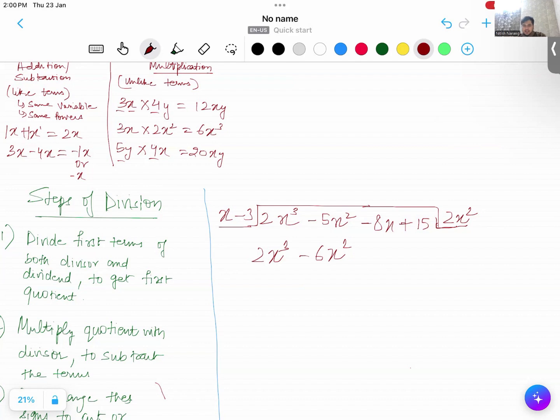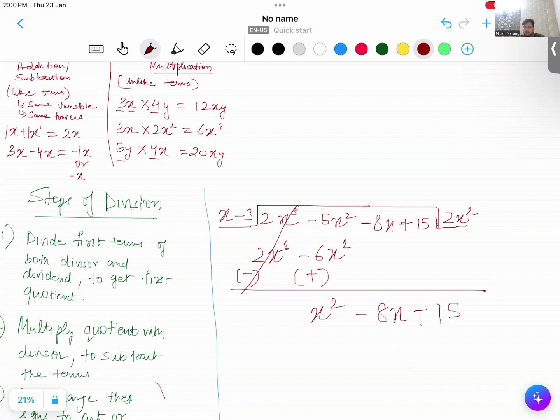Interchange. For example, where there is plus, you use minus. Where there is minus, you use plus in the second term. Okay. The 2x cube will cancel with 2x cube. Now it becomes 6x square plus and minus 5x square. So 6x square minus 5x square. They are like terms, so we will subtract 6 minus 5. 6 minus 5 is 1. So it will become x square. You can write 1 here, but there is no need to write it. Minus 8x plus 15.